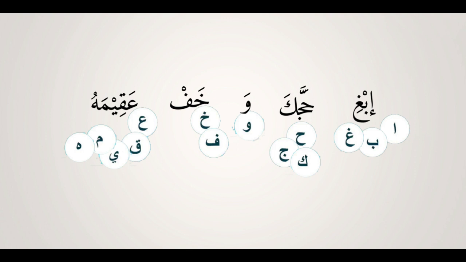Just memorize this sentence, and when you come across a word about which you're not sure whether to pronounce the lam or to not pronounce it, just look at this sentence and see if you find that letter in this sentence. If the letter is in this sentence, that means that letter is a moon letter and you have to pronounce the lam. And if you don't find that letter in this sentence, that means it is a sun letter and you must not pronounce that lam.